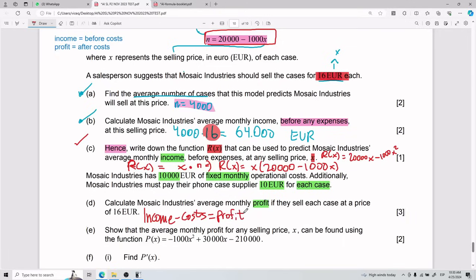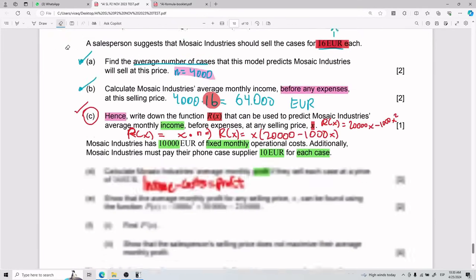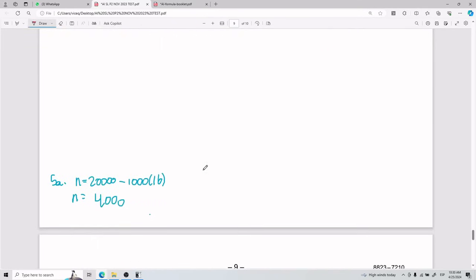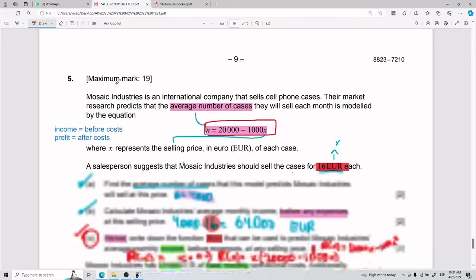Okay? And so I already have a function for income from part C. So income, I can already call it, there's not a lot of space here, but whatever, I can do it up here. So you have income minus costs will give you your profit. And I already know from part C that I have a function for income, R of x, right? And your costs, I'll do them at the end. Okay, so for now, let's just focus on plugging in R of x correctly, right?